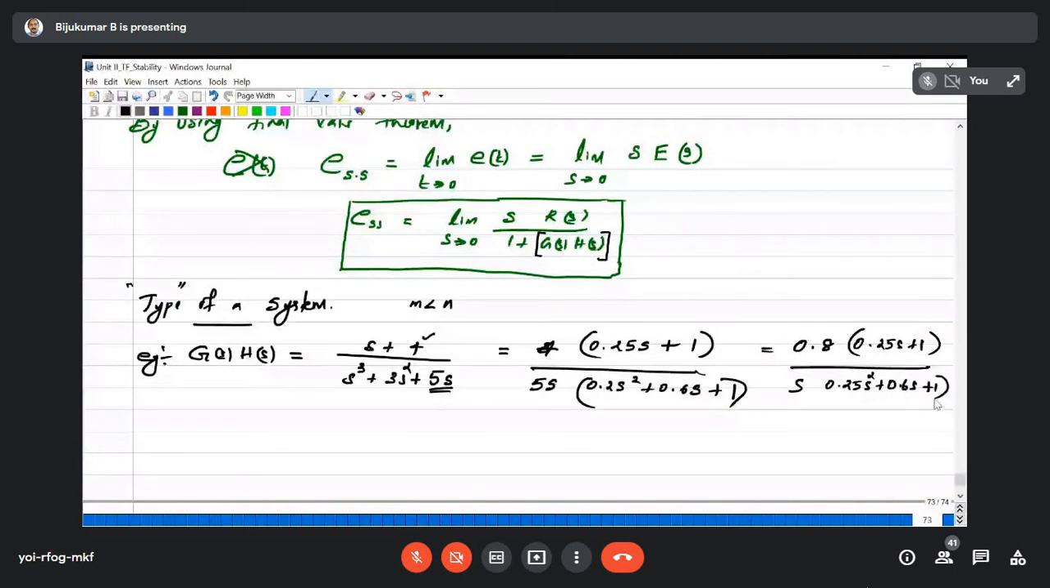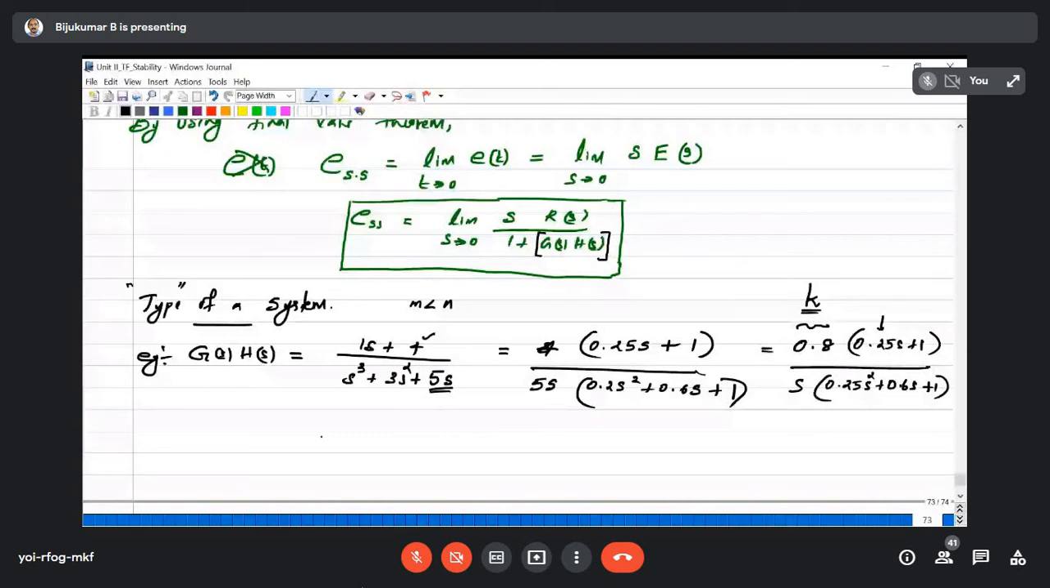Say this is a K again, and you can see that it started with 1 by S, right? So now the gain, which is multiplied with 1 by S, also changed. Some gain has come here, and you can see that 1 by S. What is 1 by S? This means there is a pole at the origin, right? 1 by S means like that. There is a pole at the origin.